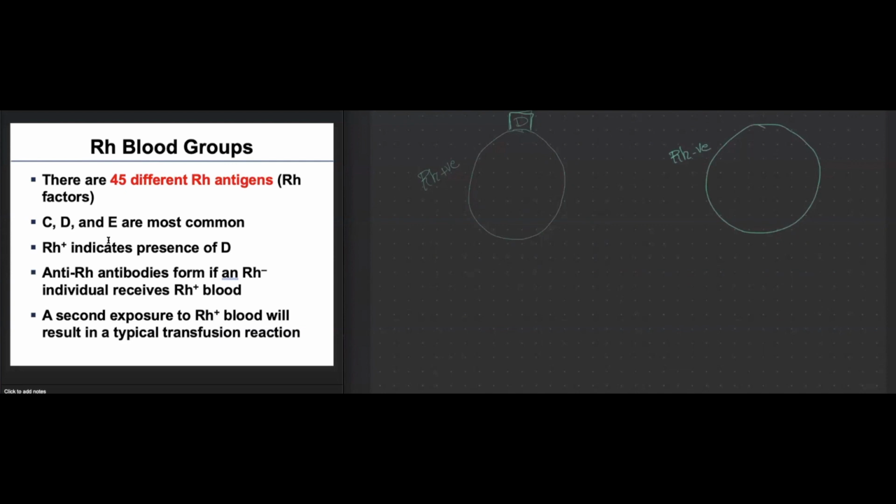Remember, don't give the antigen to a person who is not presenting this antigen on his cells, because if I did give antigen D to a person who is RH negative, what will I have? I will have a formation of anti-D antibody.